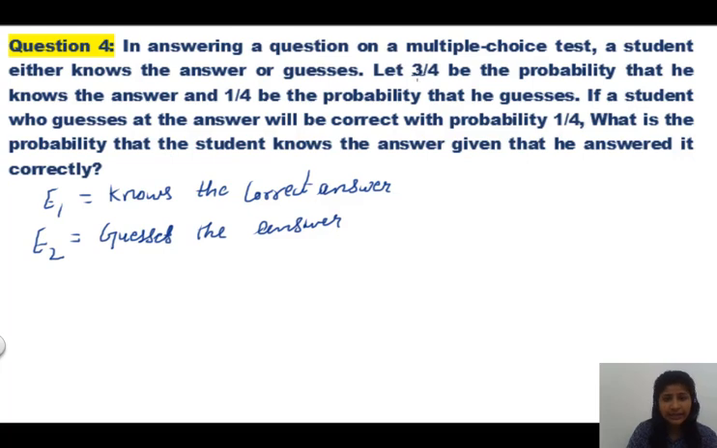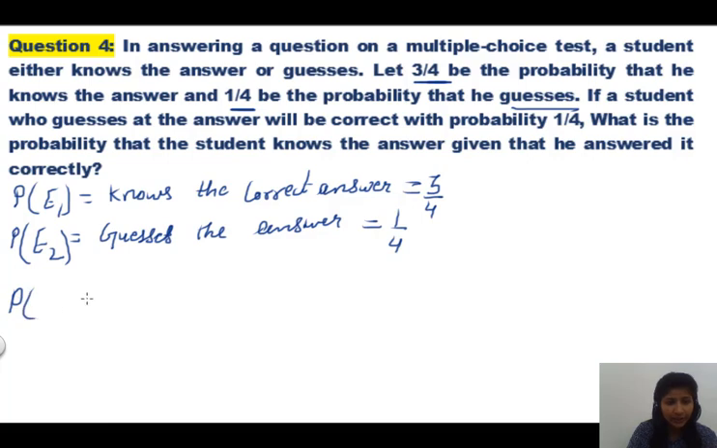Now they are saying 3 by 4 is the probability that he knows the answer. So probability of E1 is given to us, that he knows the answer, it is 3 by 4. Now you see, the probability that he is guessing the answer, 1 by 4 is the probability that he guesses.